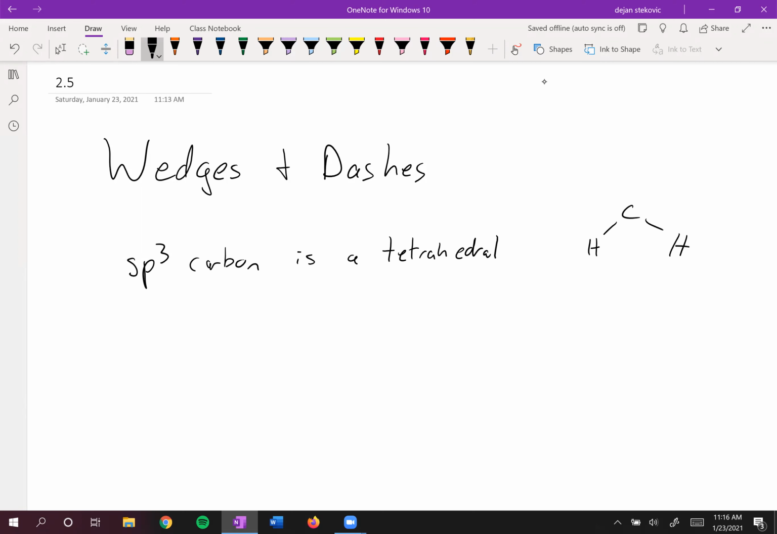We can draw two H's in the board, but when we do that, the other two H's are not going to be in the board. So one of them is going to be coming out of the board, and we represent that with a wedge. And then one is going to go into the back of the board, and we represent that with a dash. Again, this wedge means that it's coming out of the board, and the dash means that it's going into the back of the board.